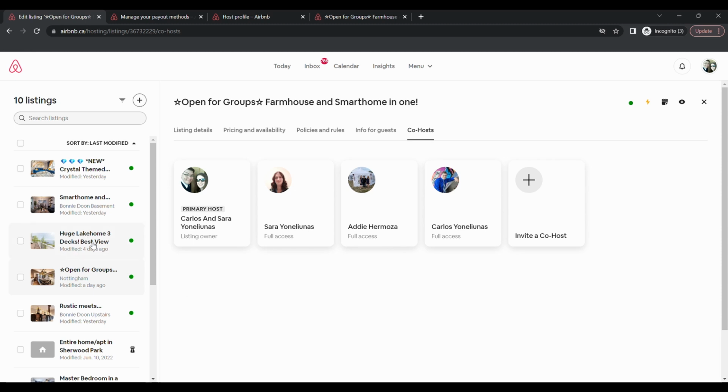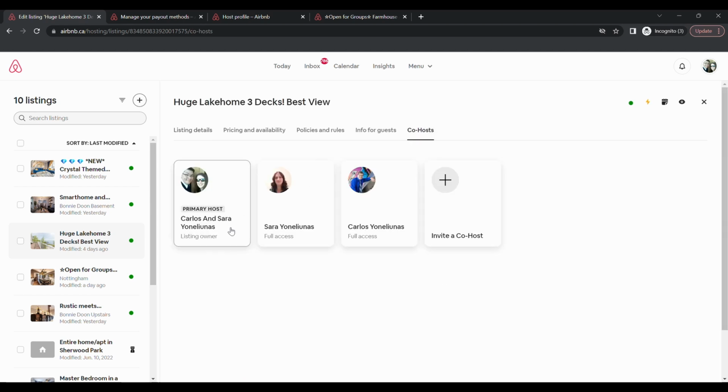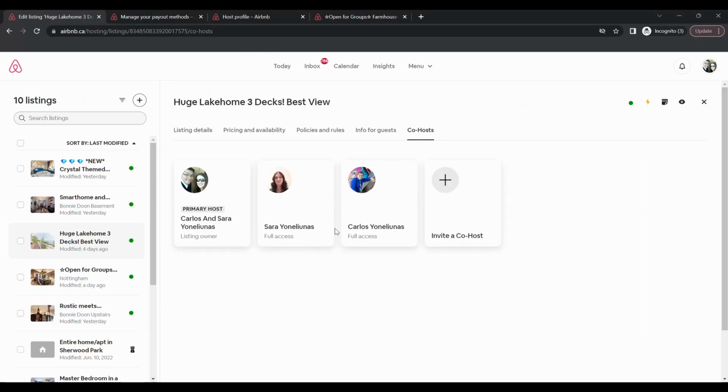In our case, with me and my wife, we have one of our primary admin accounts here, and then we have two co-host accounts. One of them's for Sarah, one of them's for me. These are the ones we have on our phones and use for communication. They have full access, so they can do everything except things like changing payouts and a few other little things, so you still have to keep an eye on your admin. But if anything ever went wrong, these accounts are the ones that would get suspended, not my admin account. So that's how that works.